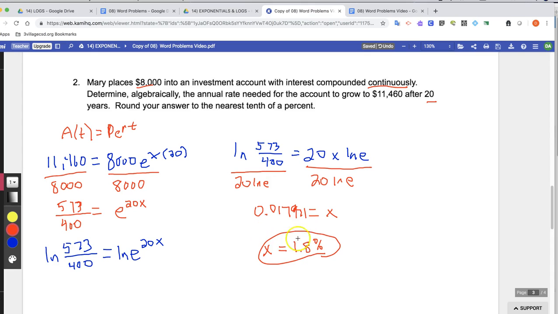So hopefully this video helps you out with solving for these types of problems. Both these questions were using the compound interest formula or the PERT formula that we saw early in the year, but this time now we're solving for the variable x in the exponent. So hopefully this will help you answer the questions that are on the homework sheet.